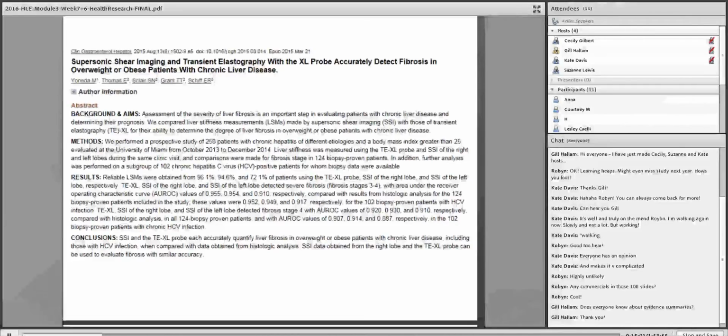So they had 258 obese patients with chronic liver disease, and all the patients underwent the two kinds of imaging, and 124 of them also had the liver biopsy. And they looked at the estimates of fibrosis in each patient for both kinds of imaging, and both techniques were found to accurately quantify liver fibrosis compared to the liver biopsy.